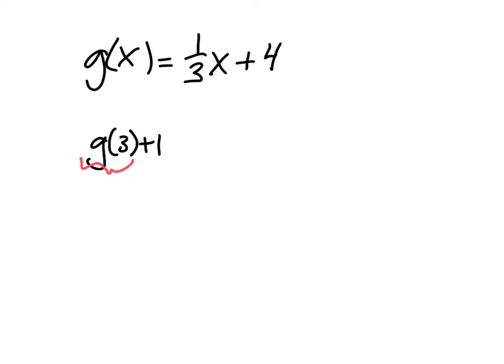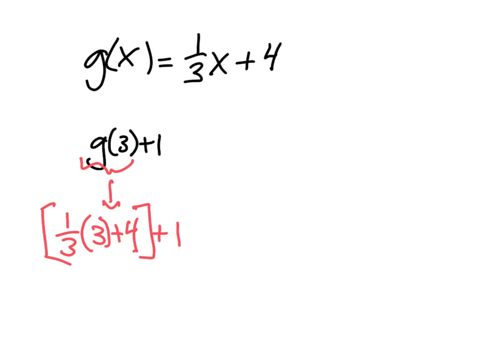So I'm going to take this piece and find it, which is going to be 1/3 of 3 plus 4, and then plus 1. I'm really going to do all of that first. So that 1 just kind of came down here. So 1/3 of 3 is 1. 1 plus 4 is 5, and then that 1 keeps coming. Plus 1, I get 6.